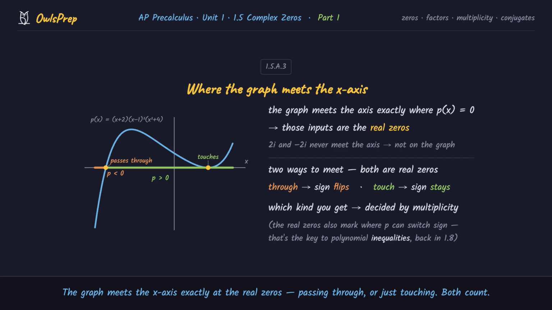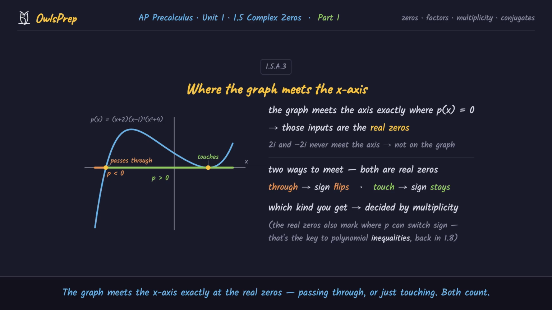Here is the simplest way to see the real zeros. The graph meets the x-axis exactly where p of x is 0. Every place the curve reaches the axis is a real zero, and every real zero puts the curve on the axis. 2i and -2i never reach the axis, which is precisely why they are nowhere on this picture.